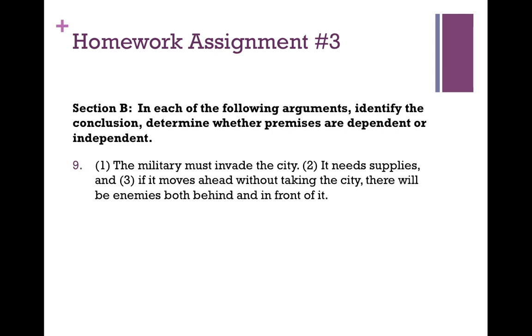And you could then imagine someone coming along and saying, oh yeah, and also, if we don't, there are going to be enemies both in front and behind us. So it seems like in this case, 2 is offering 1 reason to invade the city, 3 is offering an additional reason to invade the city. And so what we have here is a case of independent premises.